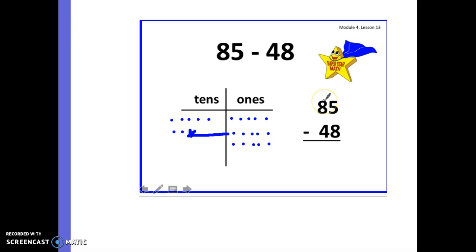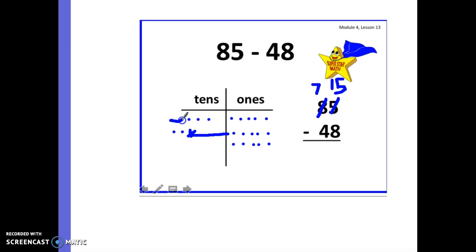Okay, so I have to show my work. I have to show that I crossed out one of my 10s. So now I only have 7. And I don't have 5 anymore. I have 15 because I added that 10 from my unbundling. So now, can I take away 48? I sure can. So let's show what that would look like.